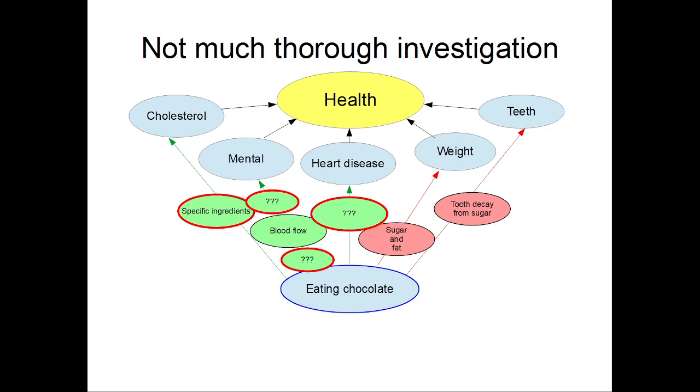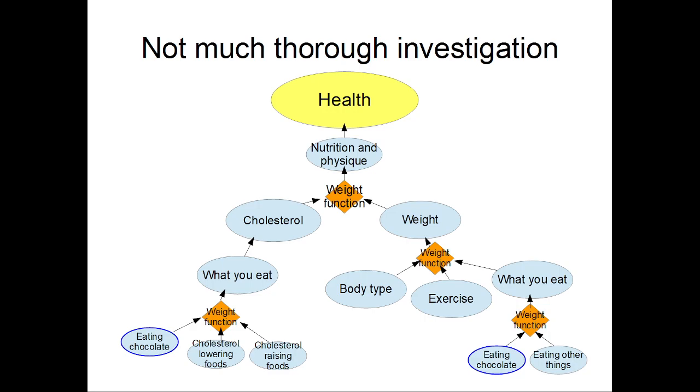So let's say we actually did it more like a relevant factor analysis, and let me just look at a couple of these factors and say, we want to look at nutrition and physique, so things like cholesterol and weight, and how does that affect our health. So if we really looked at all of the relevant factors and analyzed them and how they interact with each other, we could figure out where eating chocolate fits in with the other factors.